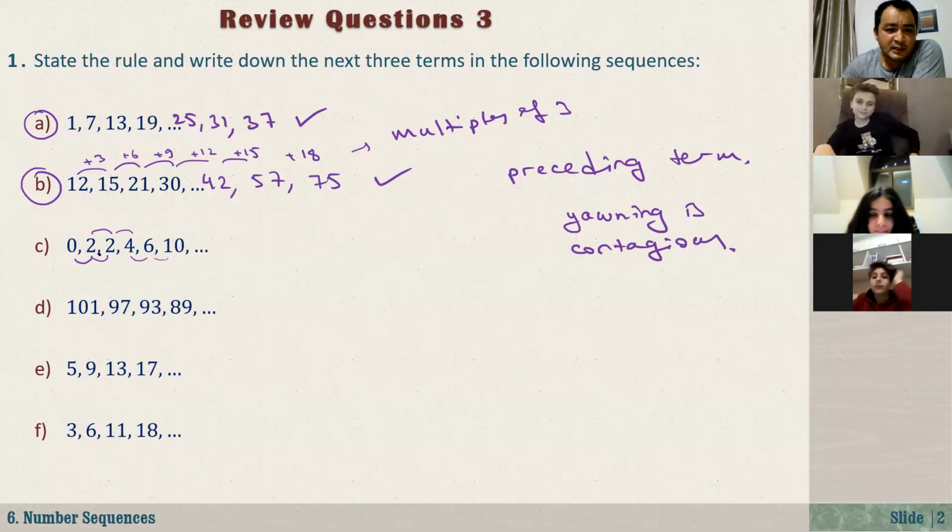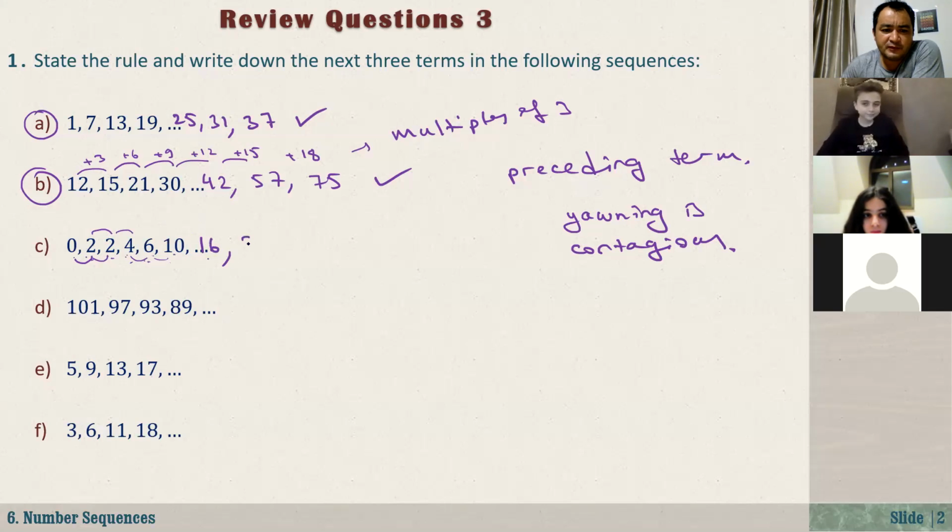Anyway, guys, here, to get the next term, we need to add two preceding terms. 0 plus 2, 2. 2 plus 2, 4. 2 plus 4, 6. 4 plus 6, 10. 6 plus 10, it is 16. 10 plus 16, 26, and 16 plus 26, that is 42. Okay, very good.